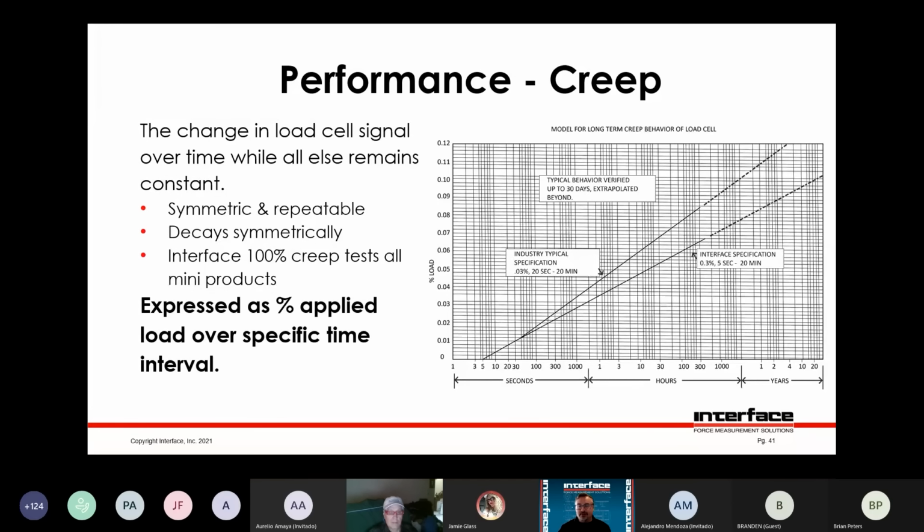So it doesn't continue at the same rate, but it also reverses in the same way as it applied. So if you have a load that's on there for an hour, when you pull the load off, your signal output drops back down immediately, following the same path as it increased, but then slowly over time comes back to where it started.